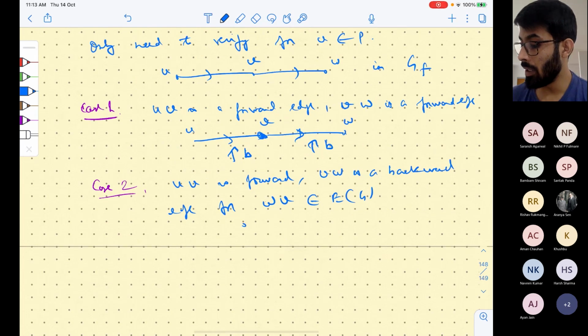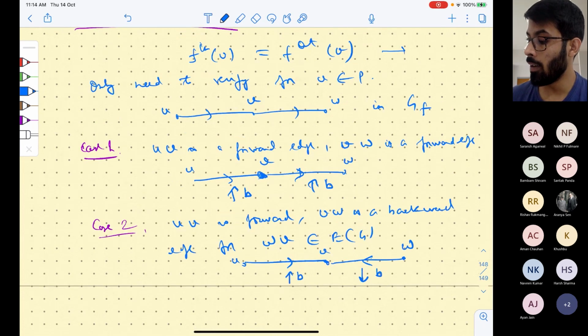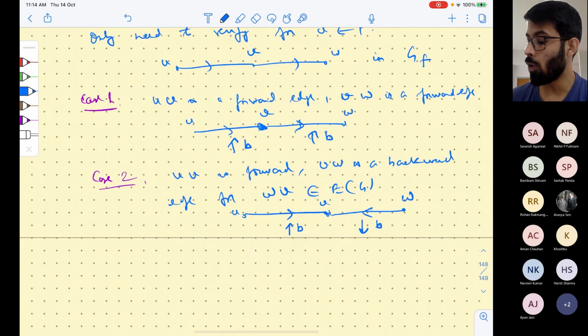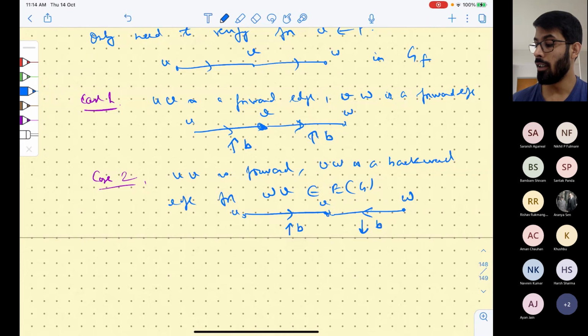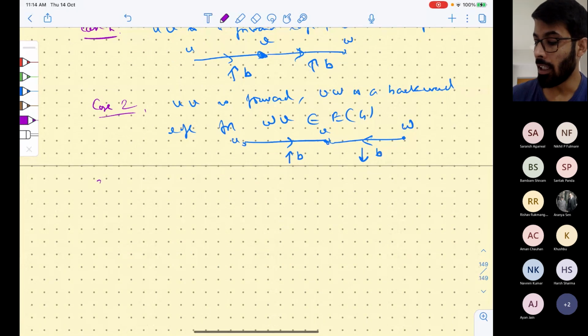And what does that mean? That means that, okay, in G there is this edge UV, which is in the forward direction, but for W it is in the backward direction, that is the edge WV. But then this goes up by B and this goes down by B. So total flow in of V changes by nothing and out of V does not change at all. So again, we can show that this is true. And similarly, we can go for case 3 and case 4 as well.